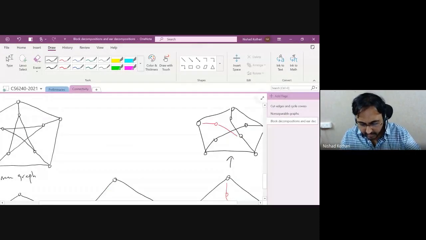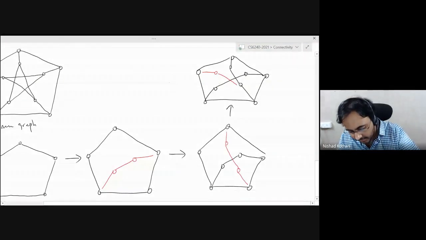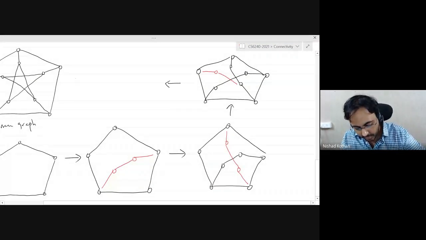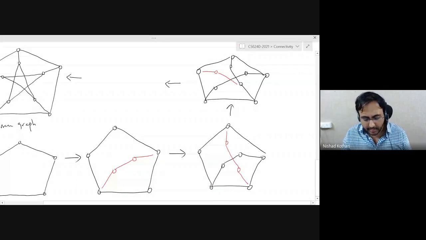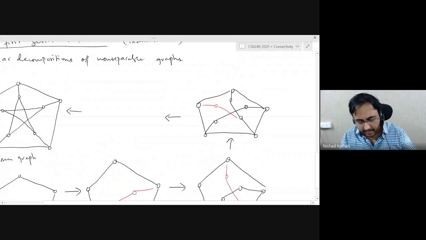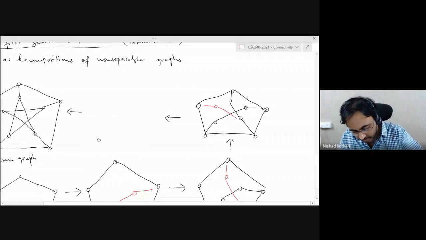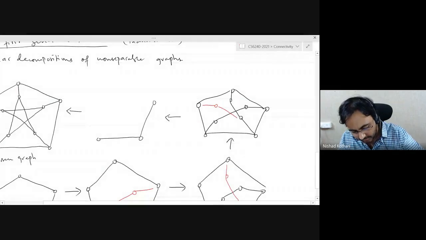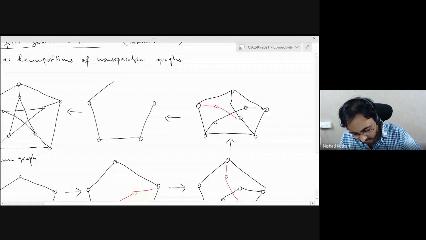There are some edges of the graph that are not yet included. So I can add all of them one by one, but instead of adding them one by one, I'm just going to add them all together in the interest of time and space. Okay, so I'm going to do multiple ear additions at one time.